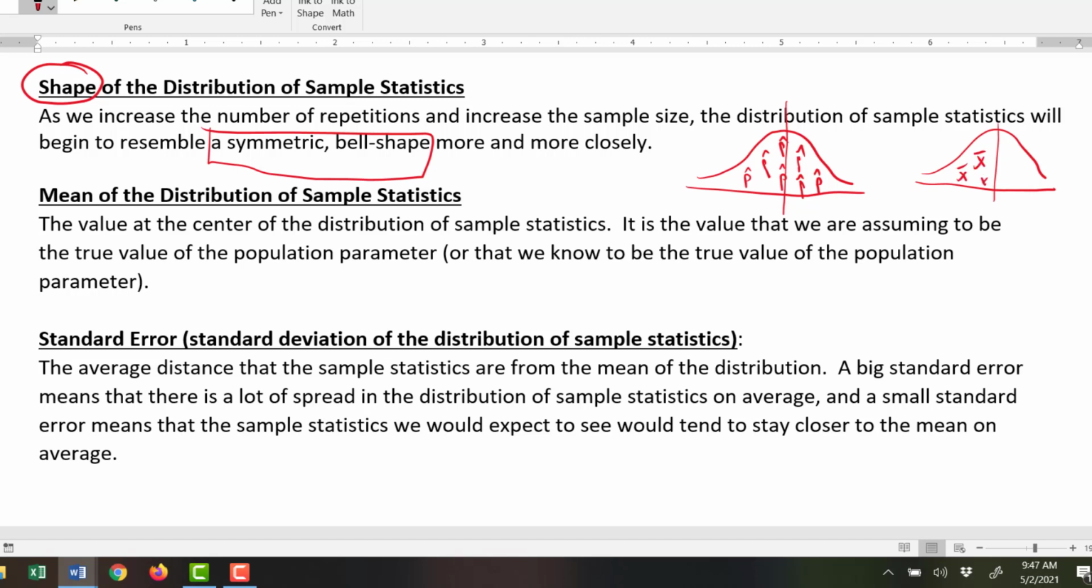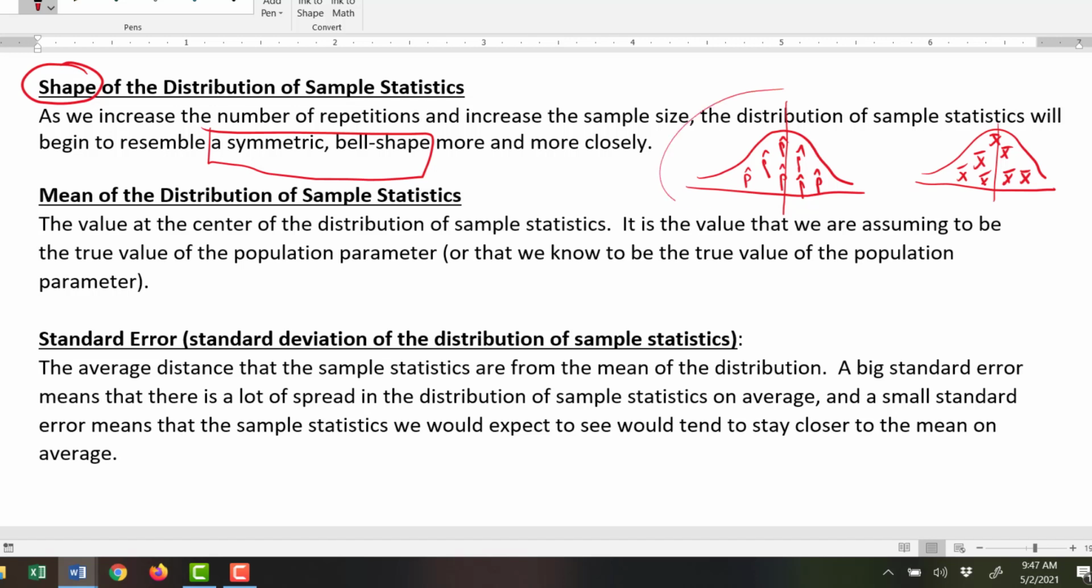If you do it for the x-bars, same thing. You'll have about an equal number of sample means that are higher than that middle value and an equal number lower than that. There are more values that occur near that center value. Now think about that logically.